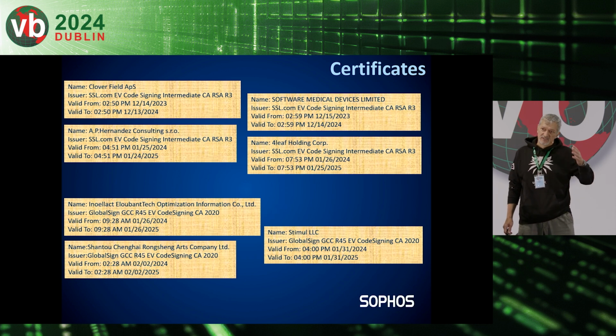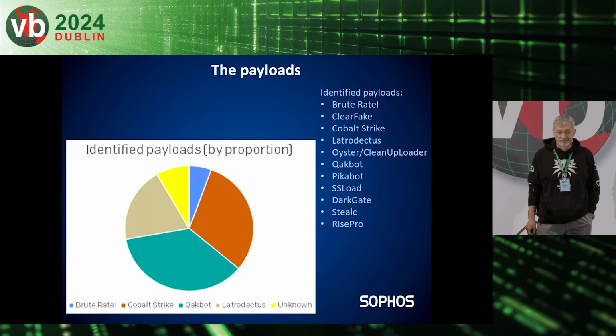So the impersonation has a double meaning in that case. They impersonated the software vendors where they injected the code. They also impersonated these small businesses by using their abused signatures.